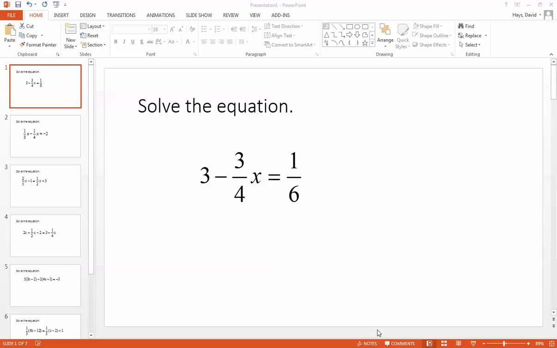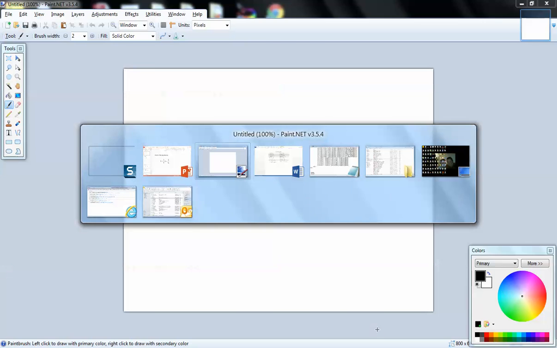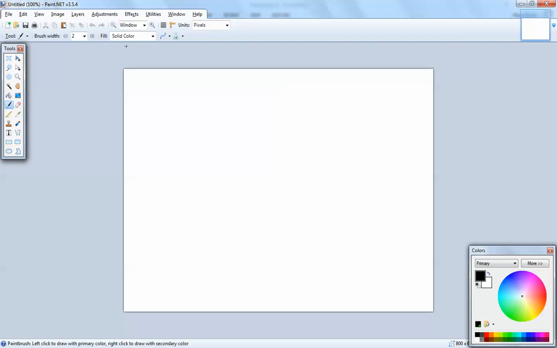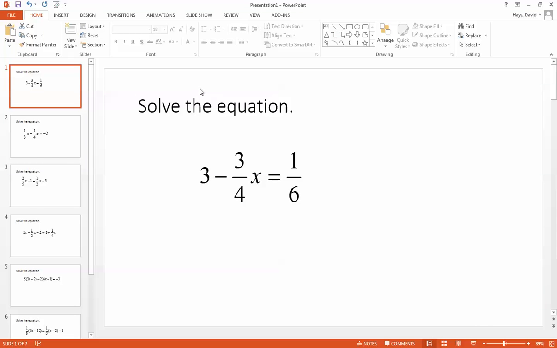Let's take a look at this problem. We've got, let me get my pen to work here. 3 minus 3/4 x equals 1/6. There it goes. It's still thinking. Slow.